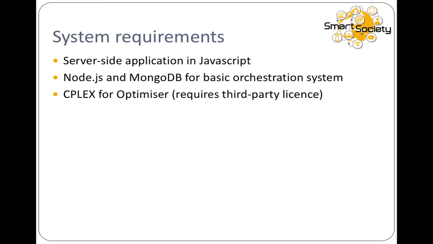In terms of system requirements, the Orchestration Manager is based on Node.js and MongoDB for the backend system, so for the orchestration workflow and management system and the backend database, and runs as a server-side application written in JavaScript. If you want to use the optimizer, you will have to obtain a license for Cplex, which is a third-party software and not available in an open source or free version.